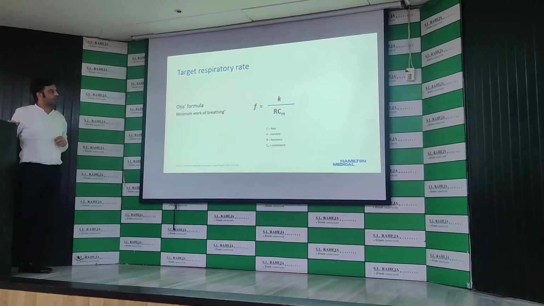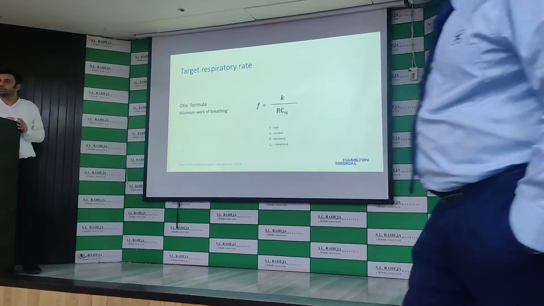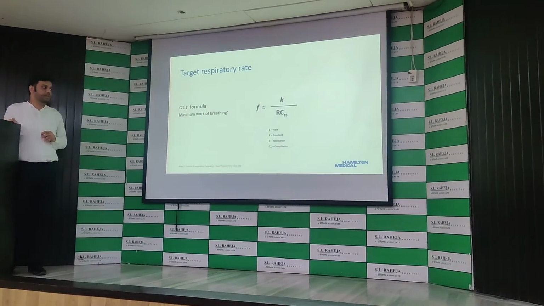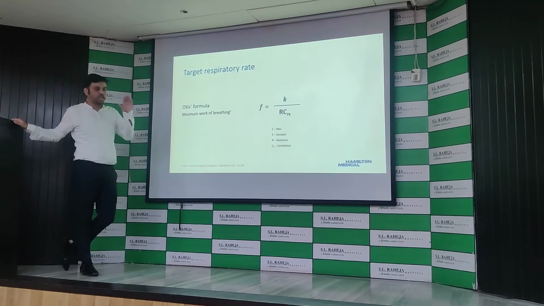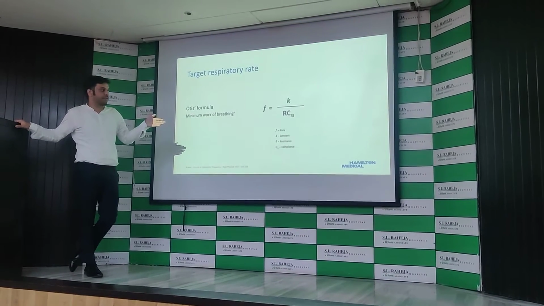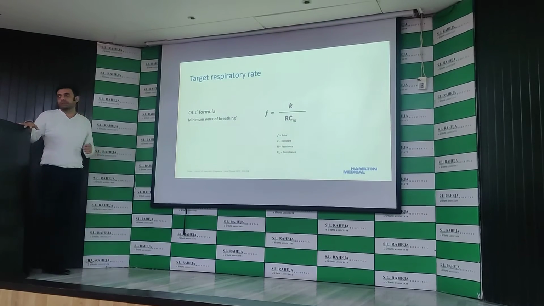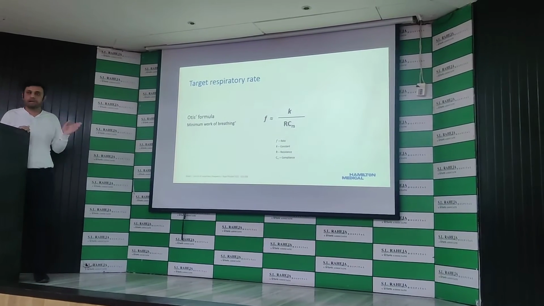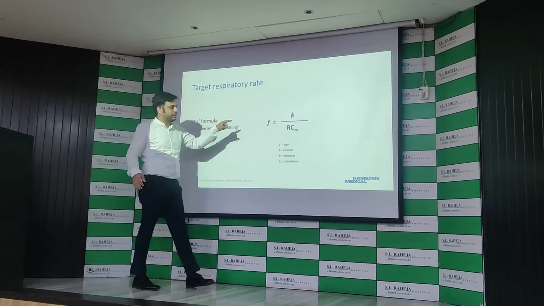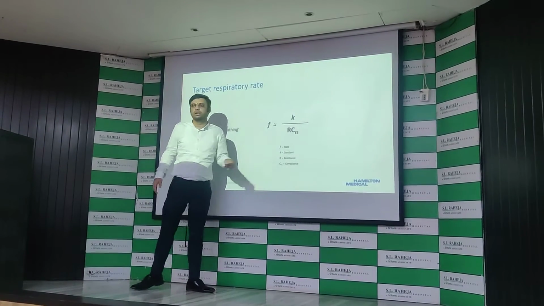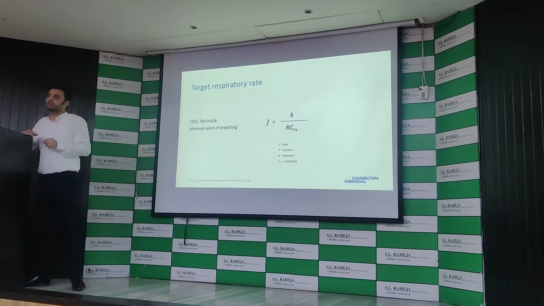So this is the Otis formula. Exactly on this algorithm it works, where the rate is equal to the constant divided by the time constant, which is the inspiratory resistance into the compliance. So this respiratory time constant becomes very important to also monitor in the machine.